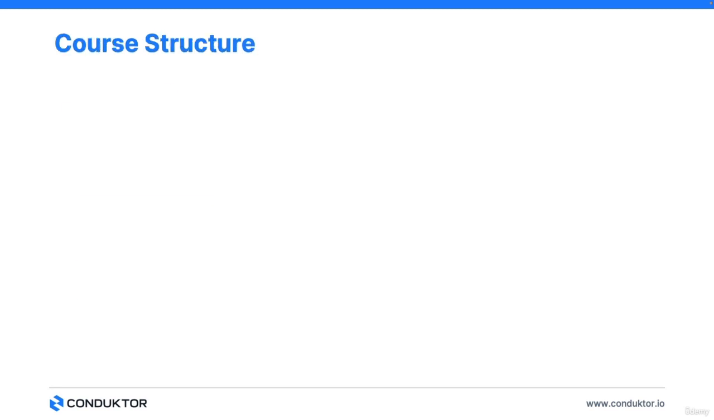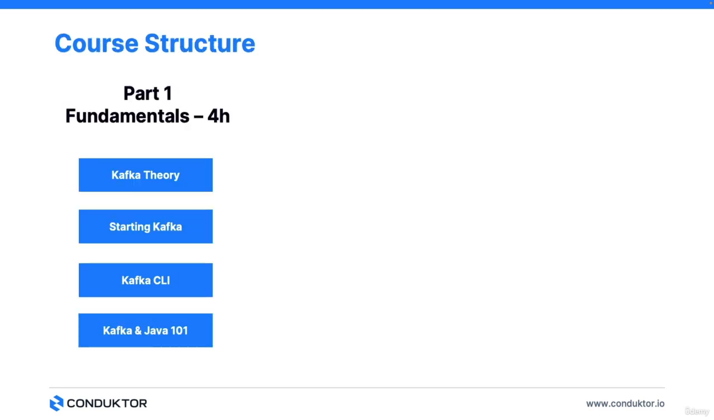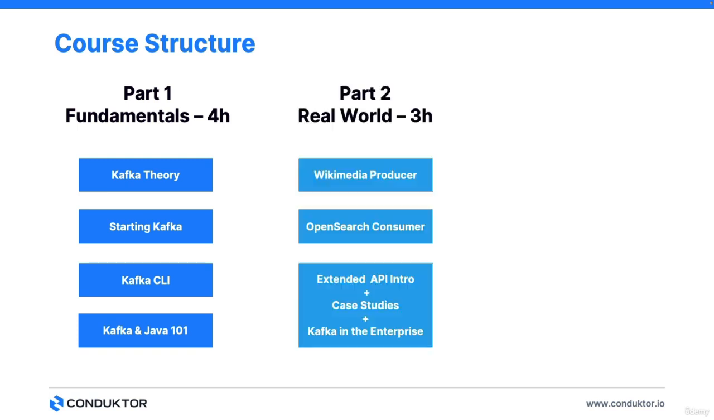So the course is structured with part one, the fundamentals. It's 4 hours of content in which first I walk you through the Kafka theory end to end so that you really understand what Kafka is about. Then we'll go ahead and start Kafka on your machine. We have different instructions based on Linux, Windows, Mac, etc. Then we'll use the Kafka command line interface to start interacting with Kafka from our terminal. And then we'll do our Java programming to start writing code against Kafka.